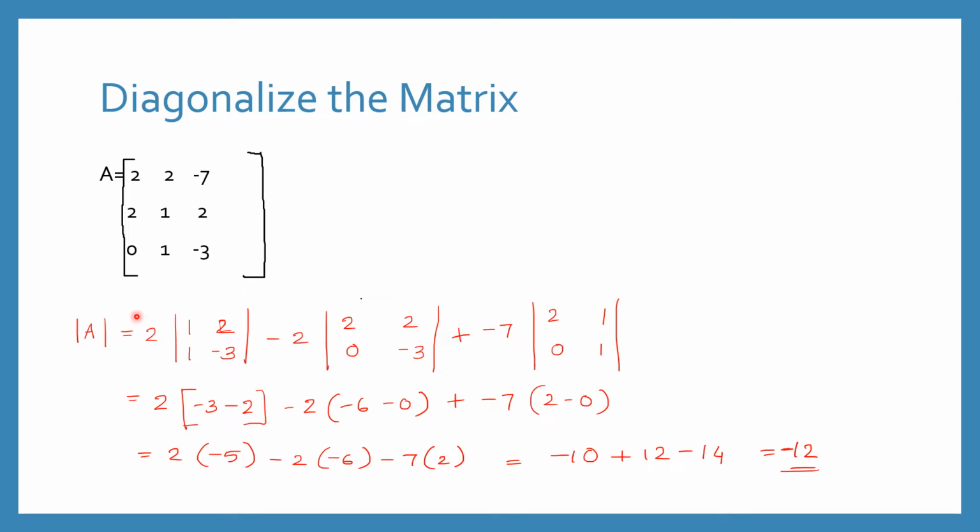into lambda minus determinant of A. So here we are identifying the determinant of A.